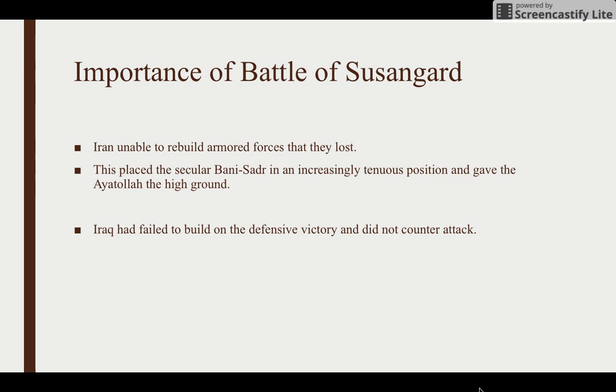In addition, Bani Sadr, the secular president, is in a really bad position. More on this later, but the Ayatollah Khomeini becomes the person with the most moral authority, the high ground. He's showing the incompetence of the secular leaders, so they're able to move forward. Iraq, on the other hand, is not able to counterattack. So it becomes a defensive victory. And yes, they have the victory, but they don't push forward and make it decisive.